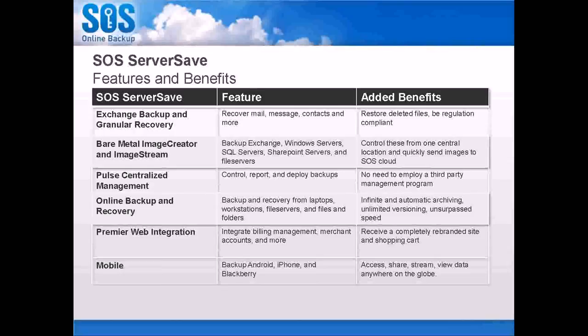Bare Metal Image Creator and Image Stream. This allows you to create images from whatever system volume you like on a Windows machine. You can point it to some other place. Usually it's to a staging machine, just a Windows 7 box, with enough RAM and hard drive space to account for all the data you're sending it.